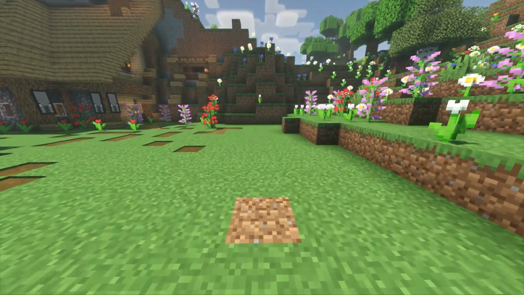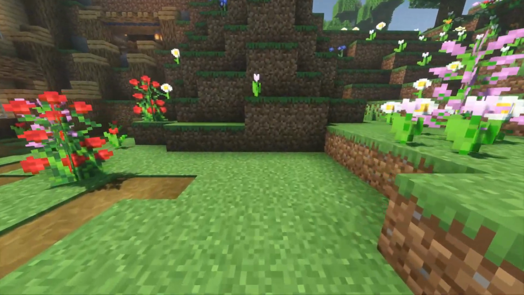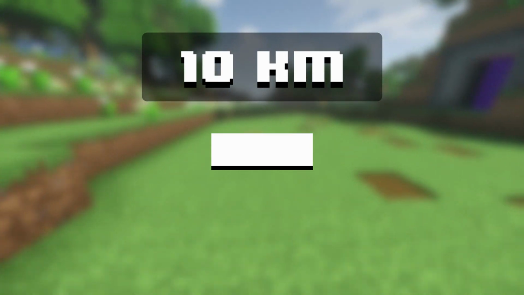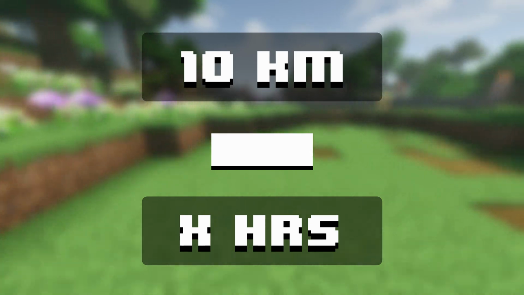So if we want to know how long it took to walk, let's say 10 kilometers, then on one side we will put 10 kilometers up top and X amount of hours on the bottom. All we need now is the walking speed. Let's say we're walking at 8 kilometers per hour. Then we put 8 kilometers on top of the other fraction and 1 hour on the bottom.